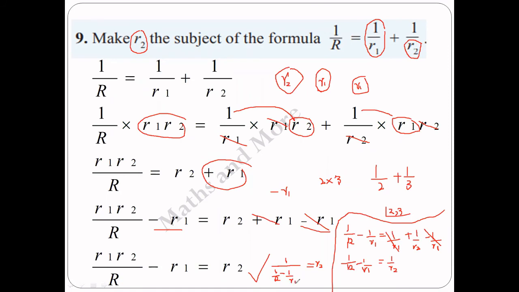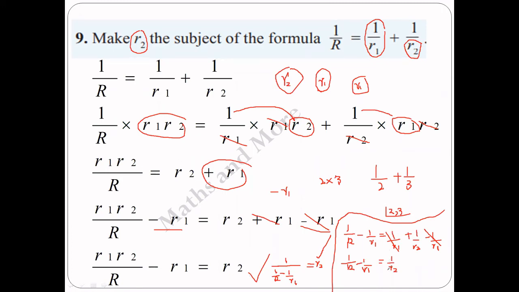This is the second method. Now R2 is the subject. This answer is also correct. The appearance of the answer is different, but if you simplify and check, you will get the same answer here. Can you understand the method?